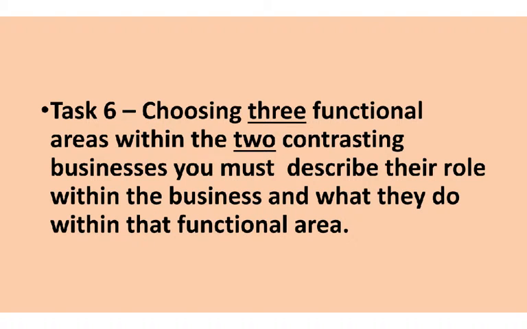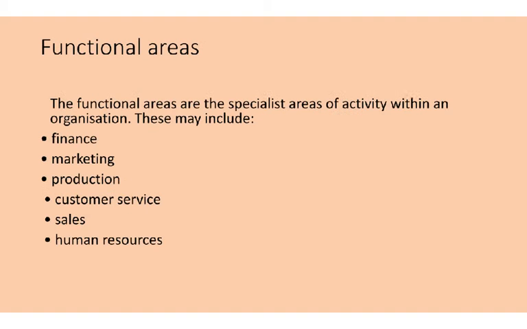So for Task 6 then, it is choosing 3 functional areas within the 2 contrasting businesses. So again, that is Tesco and OMBC. You must describe their role within the business and what they do within that functional area. So functional areas then, they're the specialist areas of an activity within an organisation. So they might include things like finance, marketing, production, customer service, sales, human resources, and there are other ones as well.